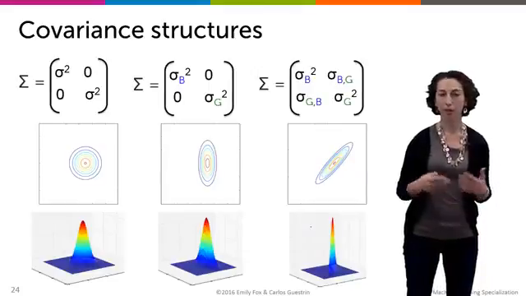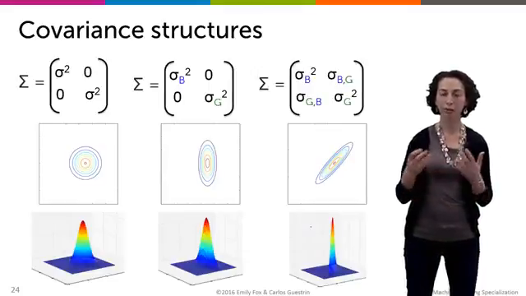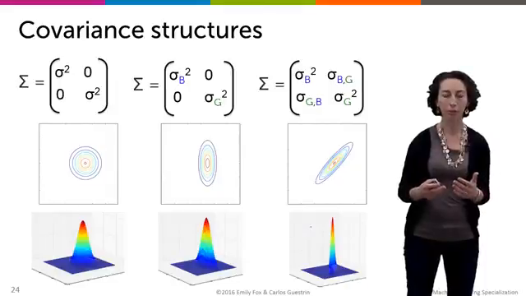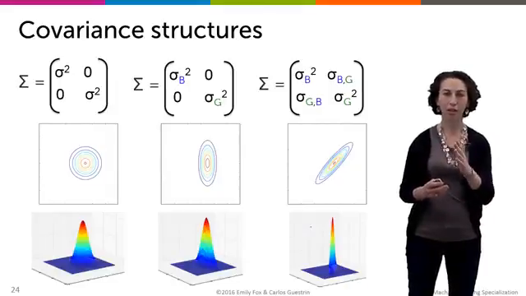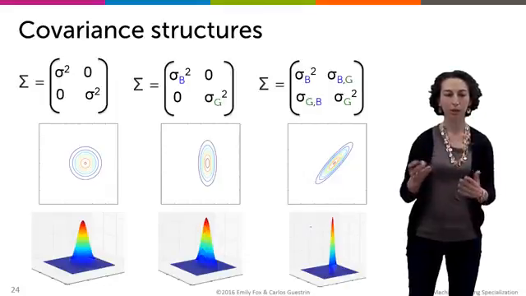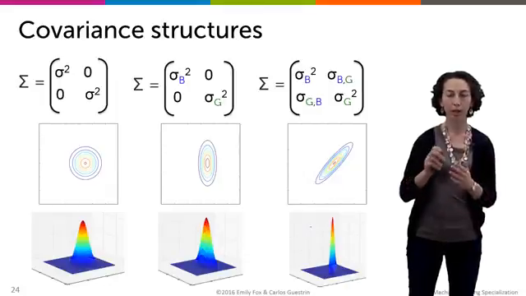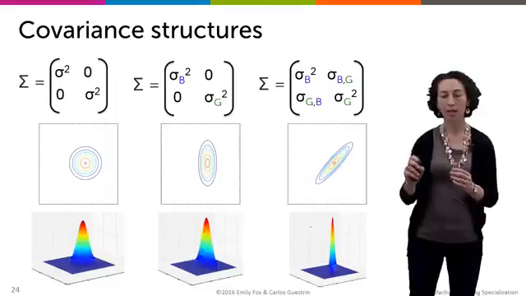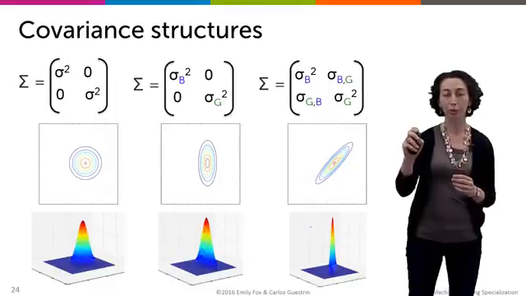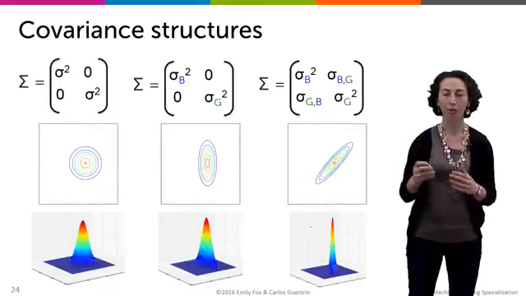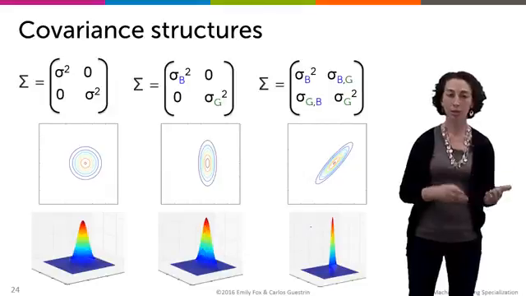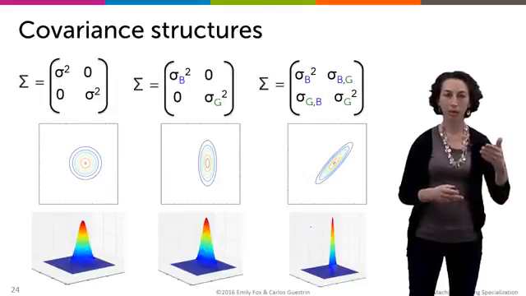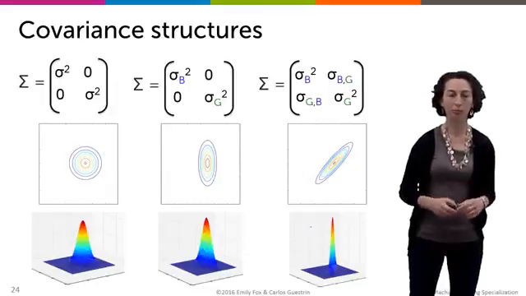And finally, if we consider a full covariance that allows for correlation between our two random variables, we can produce these non-axis-aligned ellipses. So in this example that we're showing here, if the blue intensity is high, it's more likely that the green intensity is also high. So these would be what are called positively correlated random variables. And if the blue intensity is low, it's more likely that the green intensity is also low.